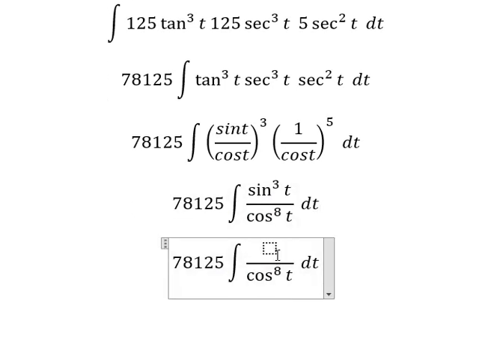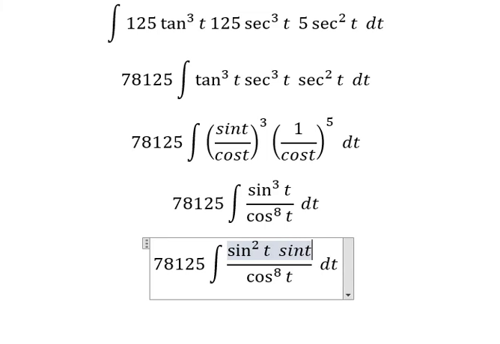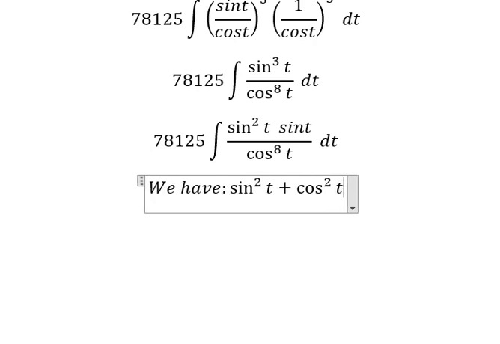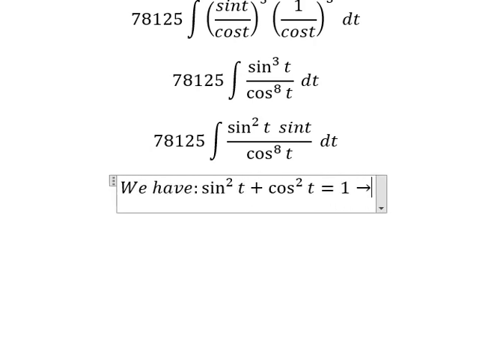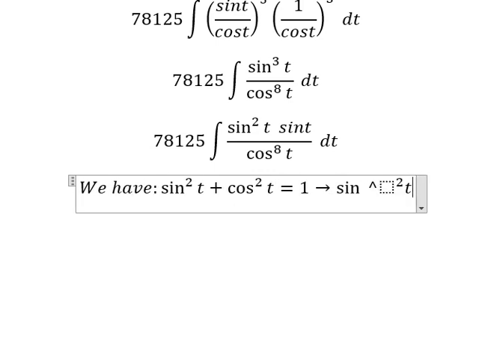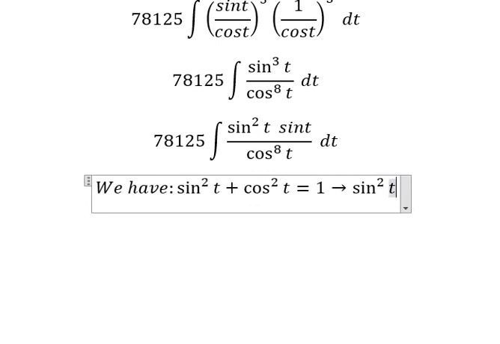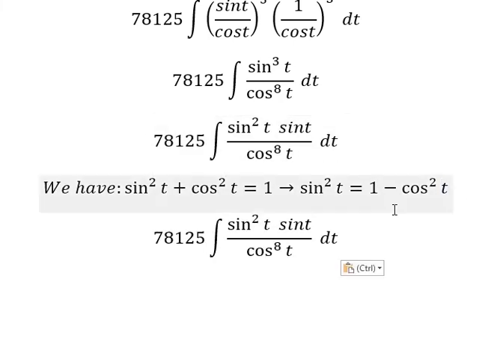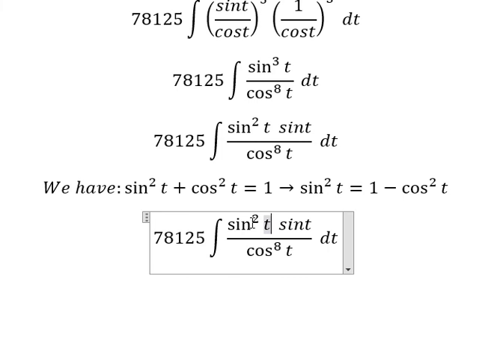So this one, we have sin t squared multiplied by sin t. Next, we have sin t squared plus cosine t squared equals number 1. So we know that this is sin t squared, so we put cosine t squared to the right. So I will put this one going here.